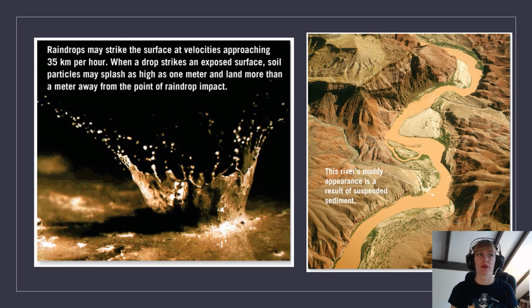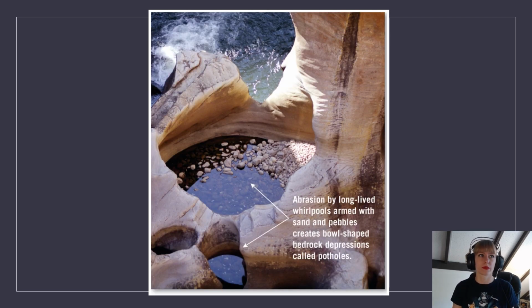The rivers that have muddy appearances, like this one, are actually due to suspended load, meaning it has a lot of sediment that it's carrying, which means it has enough energy to actually carry this much. So these are the potholes that I was telling you about, pebbles getting swirled around. It's known as abrasion, and it's long-lived whirlpools armed with pebbles, creating bowl-shaped depressions in bedrock.